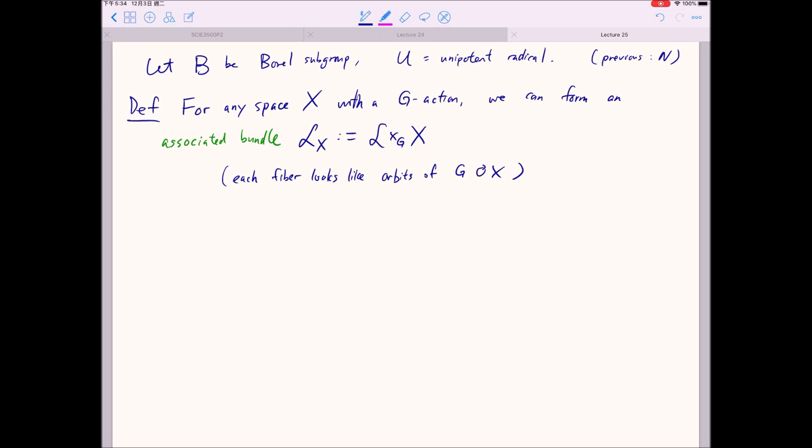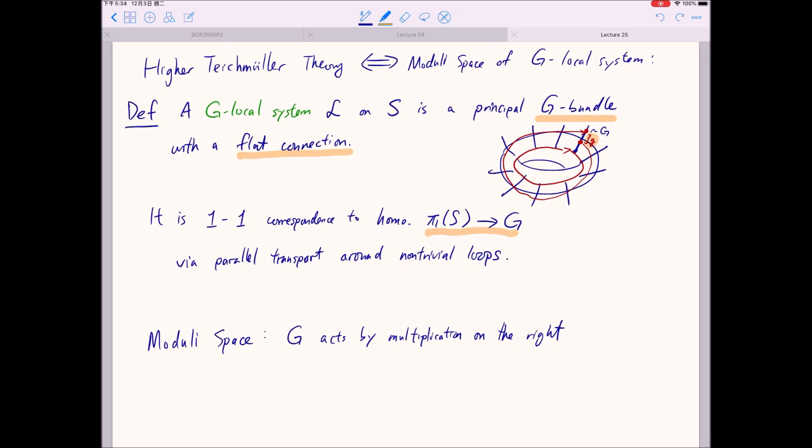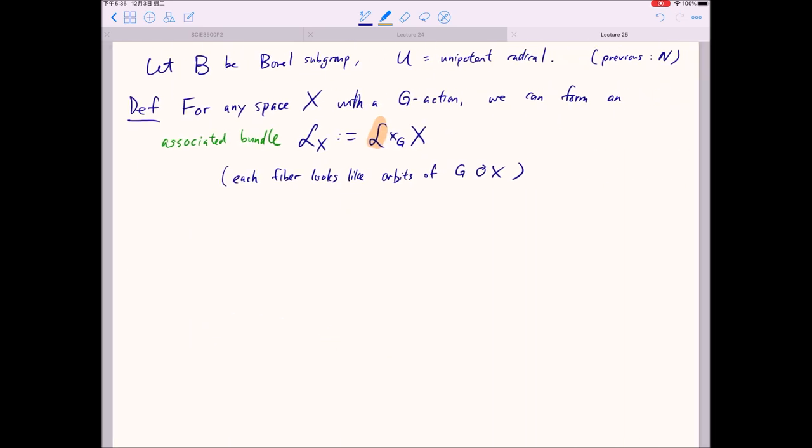Remember, the fiber of your G local system just looks like G, and then you act that G on your space X. So the associated bundle will have each fiber looking like the collection of orbits of the G action on your space X. In particular, for our choice, we will let curly B be the flag variety G mod B, then the associated bundle is called the associated flag bundle, L of B.